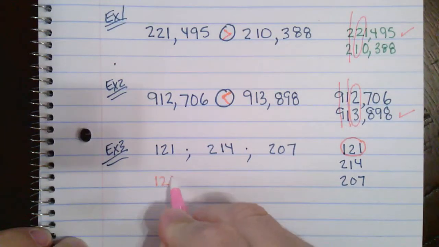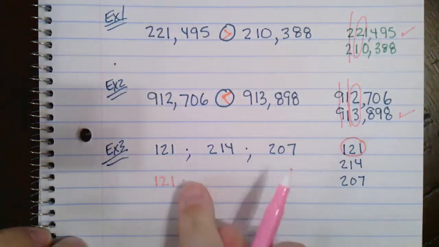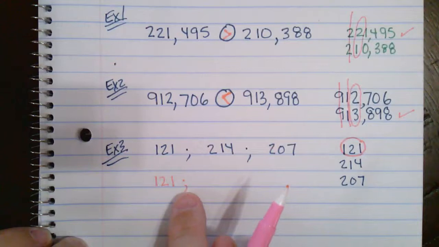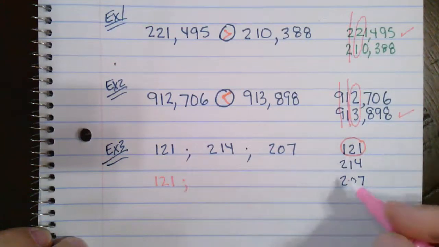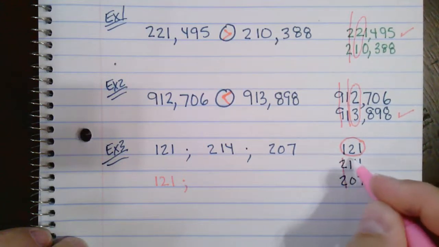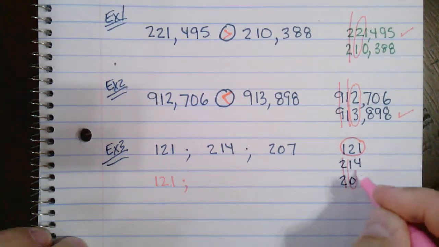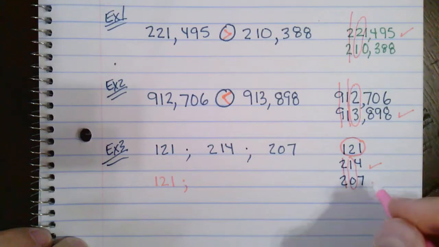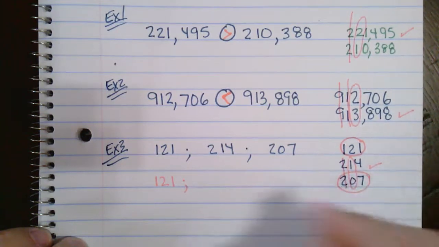So I'm going to put my 121 here. I want to use a semicolon because I don't want to look like I'm separating place value. I have a list of numbers and I'll separate them by a semicolon. Now I can come over. I have 2 left over. They're both in the 200s, and now I have to separate those. That was larger, but I'm putting them in order, so I'm not comparing them. So the next number that's smaller is this one, 207.